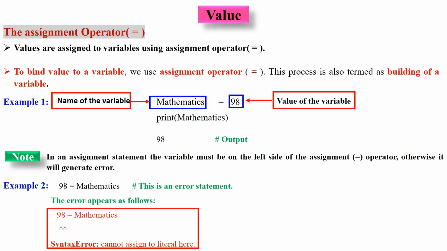Here you have to note that in an assignment statement, the variable must be on the left side of the assignment = sign operator, otherwise it will generate an error. Look at example 2, 98 equals mathematics. We have reversed the order and attempted to assign a value to the literal 98, which is not permissible. The error message we encountered is, syntax error, cannot assign to literal, which occurs because we are trying to assign a value to a literal, which is not allowed in Python.